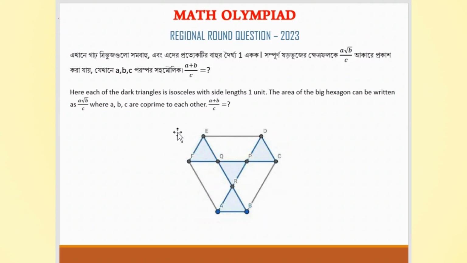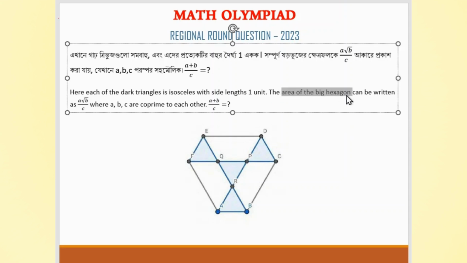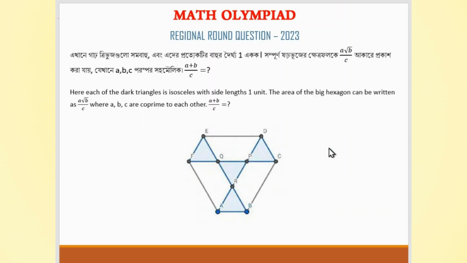Since we have been given that a, b, c are co-prime, what are a, b, c here actually? They are basically the area of the big hexagon, which can be written as a root over b over c. That's the identification of a, b, c here. So in order to find a, b, c, we have to find out the area of the big hexagon here.